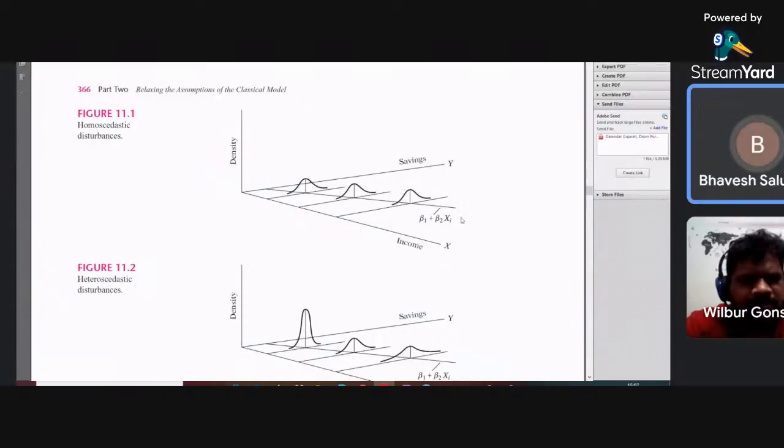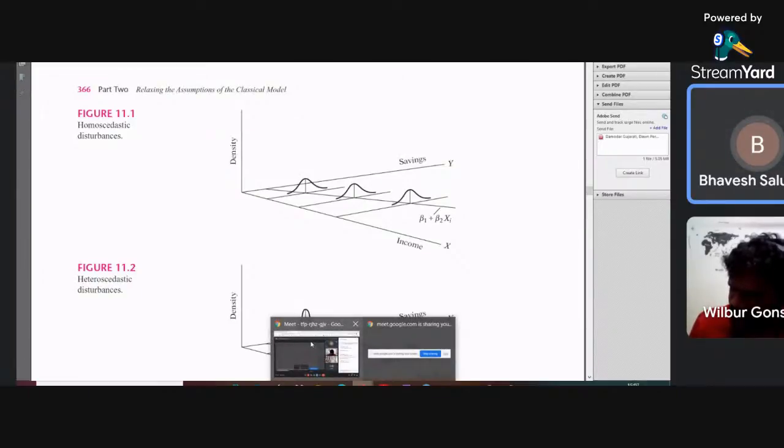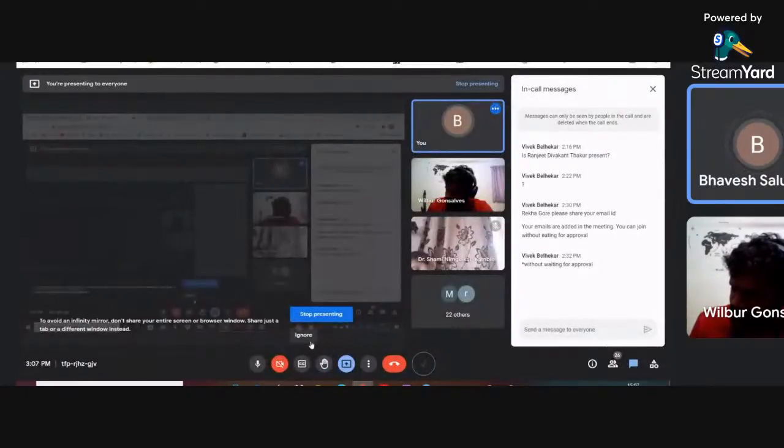I'll give you the details of this book a little later. The author is Damodar Gujarati, Basic Econometrics. You will understand all these details very well if you go to that book, because I have taken the example from there, so that whenever you have time, you can go back and have some understanding of that as well from the book.